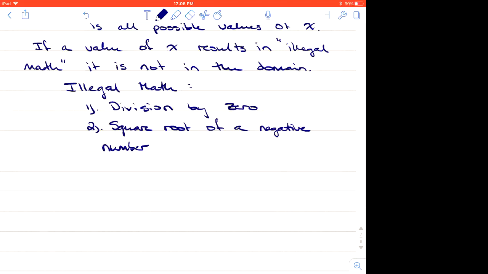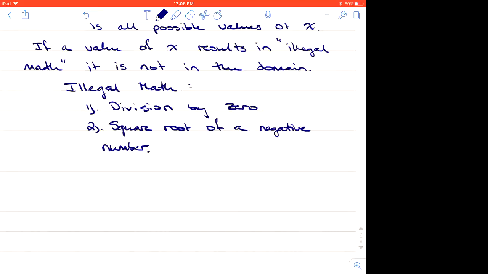Okay? So if you get there and you're thinking, oh no, I have to take the square root of a negative number, that's not in the domain. I know that's what you would think. Then you backtrack and think, where did I go wrong here? Right, check your work. Okay.